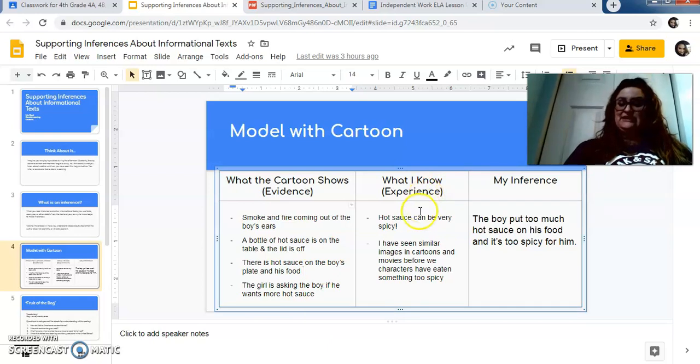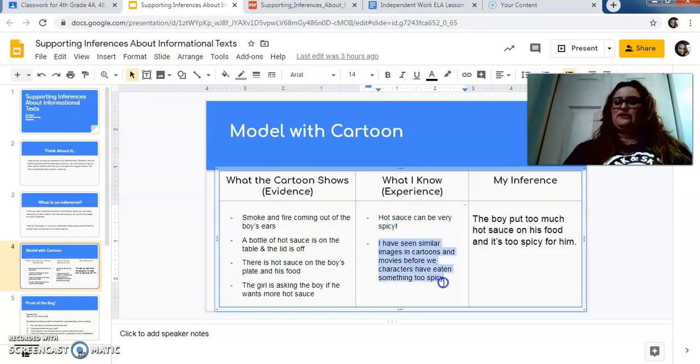What I know from experience, I already told you: hot sauce is super spicy for some people. If you put too much on it, it's spicy for everybody. And again, I've seen this before in cartoons and movies, like the smoke coming out of the ears. Even though it doesn't happen in real life, I've seen it.